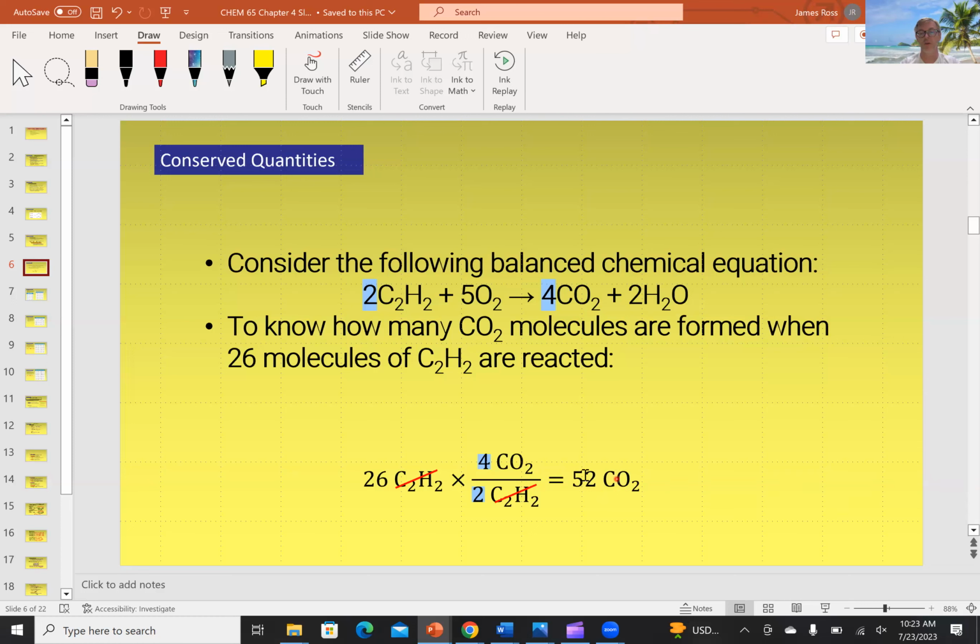So I've got CO2 equals CO2. From my balanced chemical equation, highlighted here in blue, I have 4 lots of CO2 are equal to 2 lots of C2H2. My denominator C2H2, I can now write as a preceding numerator, and it will cancel. So the only unit that is left is just multiples of CO2. So I multiply 26 by 4 divided by 2, and I get 52 lots of CO2. So this is an example of what I can do once I've balanced the chemical equation.